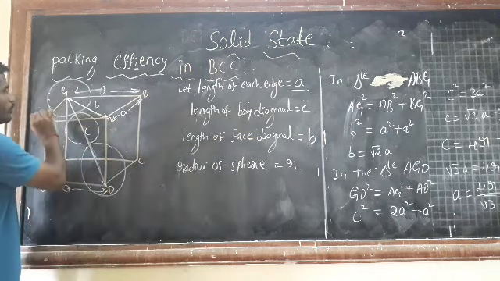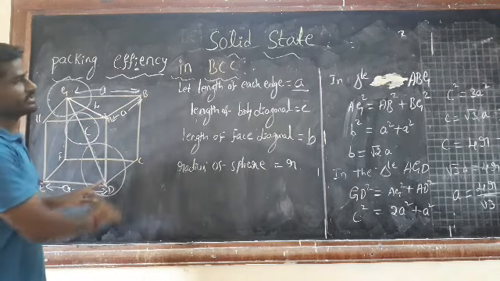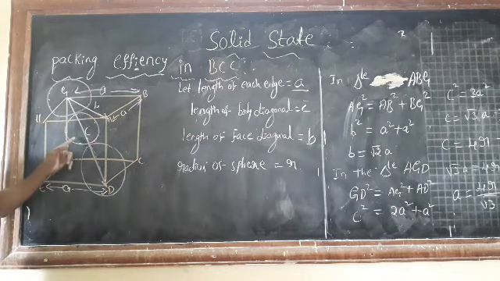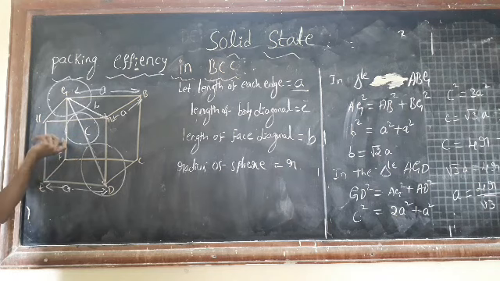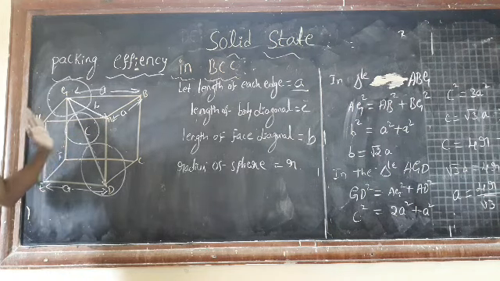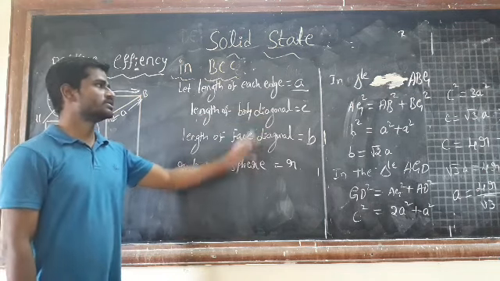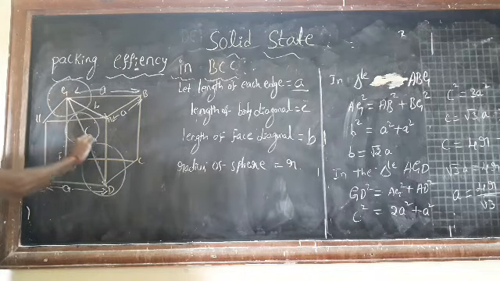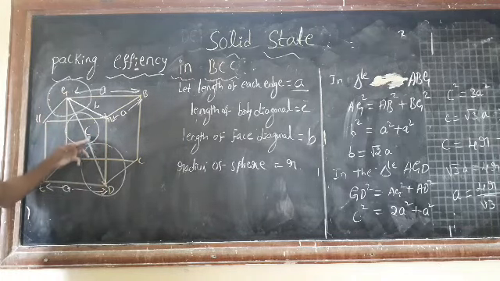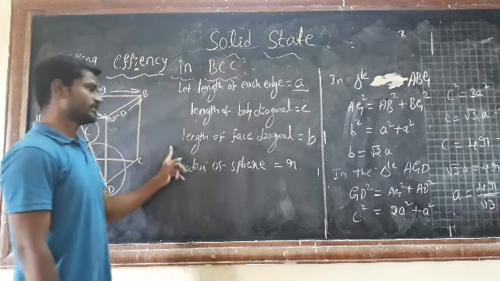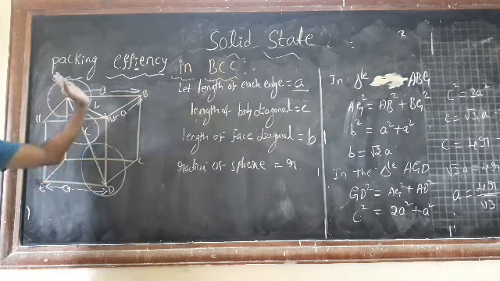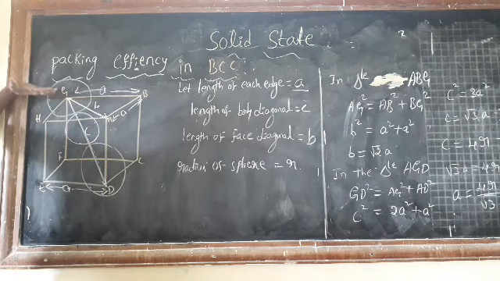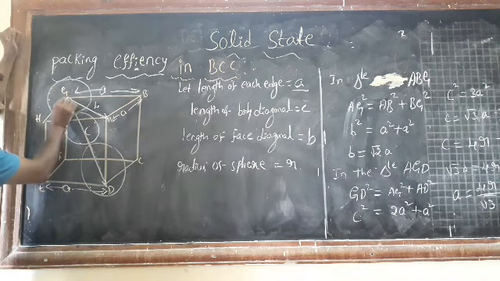Then the length of the body diagonal, that is GD, is taken as C. Why are we choosing this body diagonal? Because one particle is present in the center of this unit cell. So that body diagonal has length C. Then we consider the face diagonal. We consider one face, the ABGH face, which has the face diagonal GA.